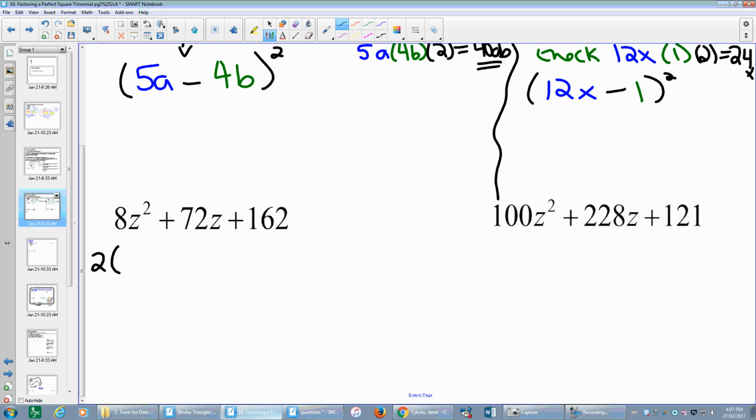We can common factor out a 2. So when I common factor out a 2, I'm left with 4z squared plus 36z. And when I take 162 and divide that by 2, I get 81. So there's my common factor.